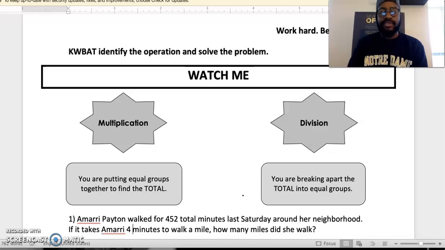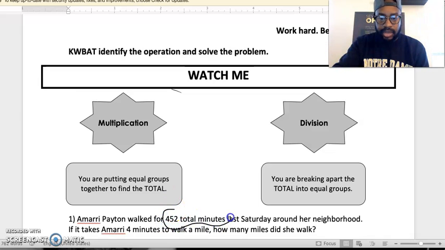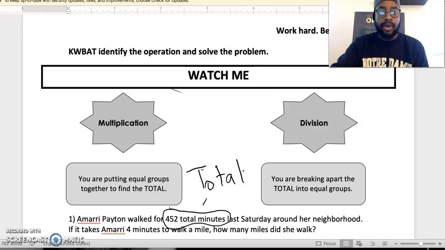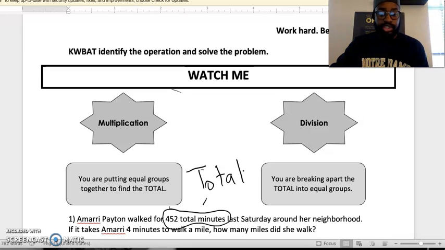So first thing I have to do is break this problem down. I know that when I annotate, I am circling, underlining, finding the important information. So I see that Amari Payton walked for 452 total minutes. So I'm going to label that as my total because it says that's all the minutes that she walked. She's not going to walk more than that. She's not going to walk less than that. That's the number she walked.